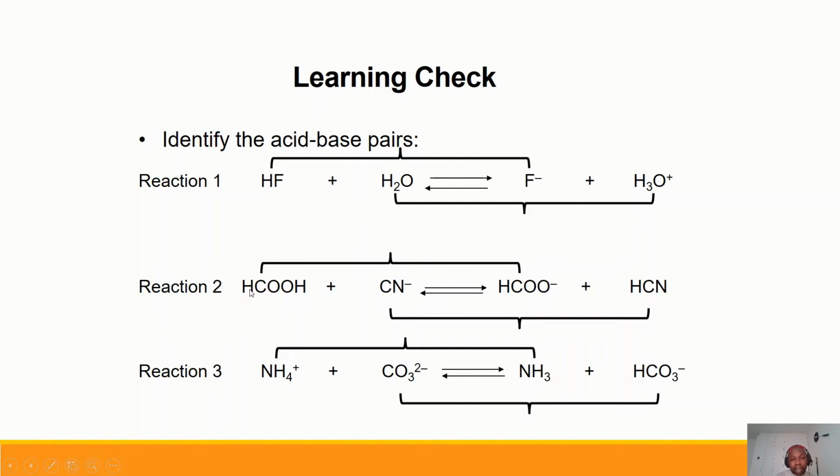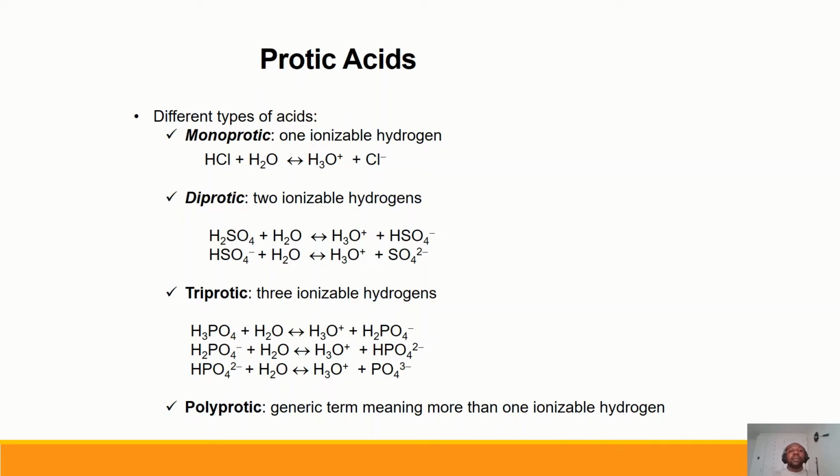So the second example, you can see that this is a methanoic acid. It is going to be the acid because it's the one donating a proton to cyanide ion. So this is going to be the acid, and this is going to be the conjugate base, and this is going to be the base because it's a proton acceptor, and then this is going to be the conjugate acid. The same thing happens here. You can see that the ammonium here is the one losing one hydrogen to form this, and then the carbonate is the one gaining the hydrogen to form that. So you can see how these things have been related to one another.